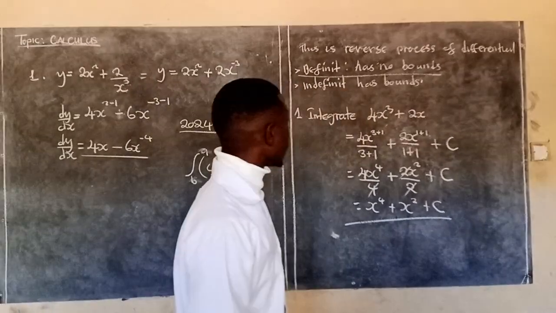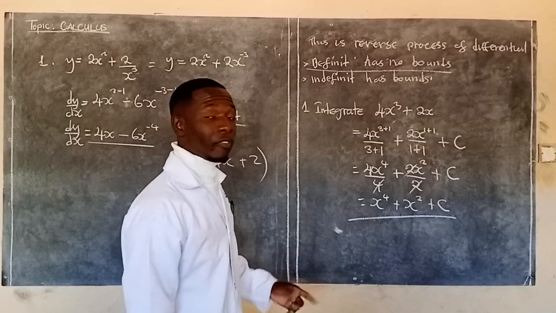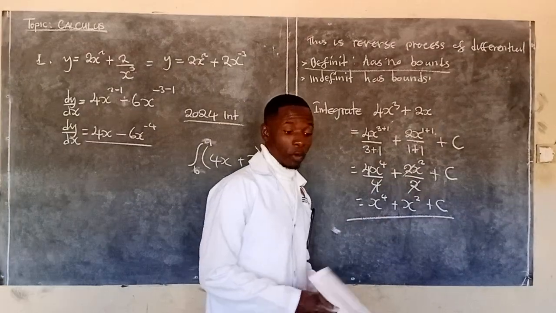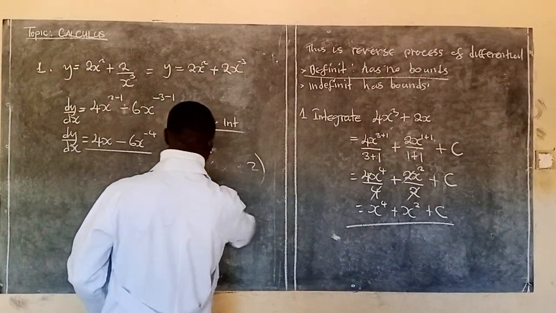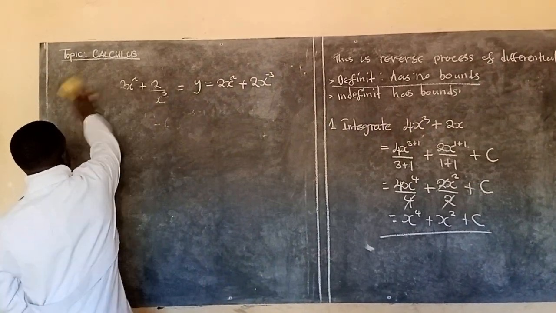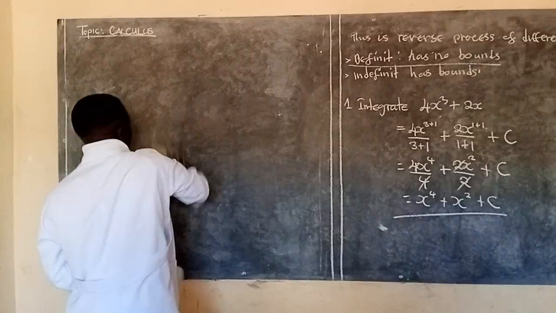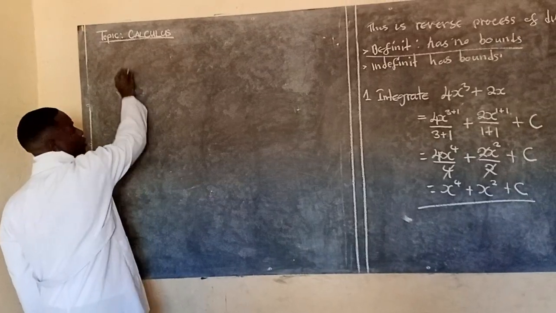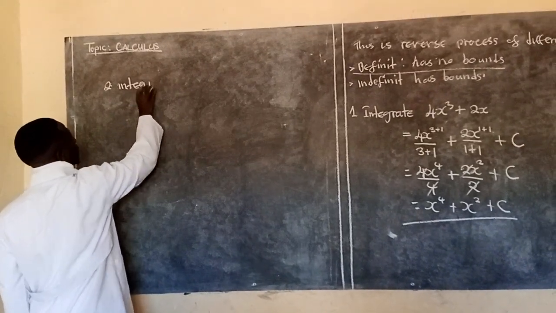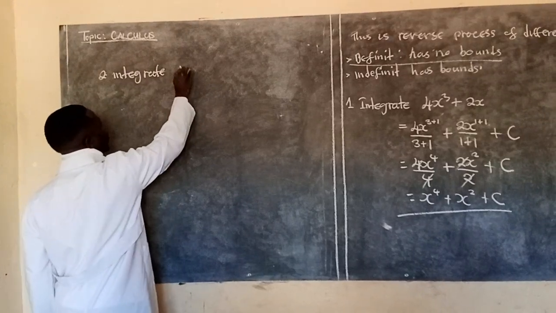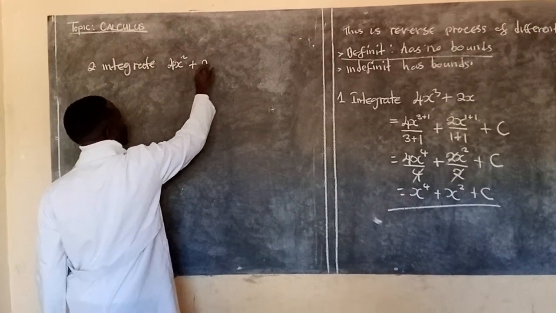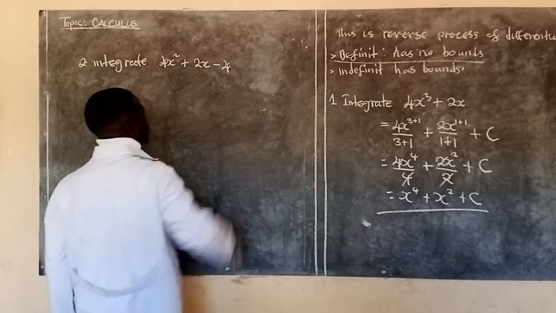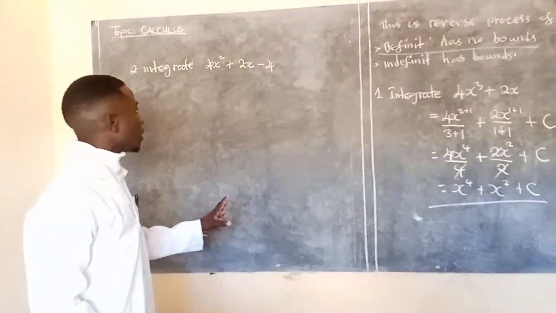Now, I'm sure someone may have a question: what if I find myself in a situation where the denominator cannot go into the numerator? Let's get such a question. For example, assuming they tell me to integrate 4x squared plus 2x minus 4 with respect to x. Okay, let's do this one now.